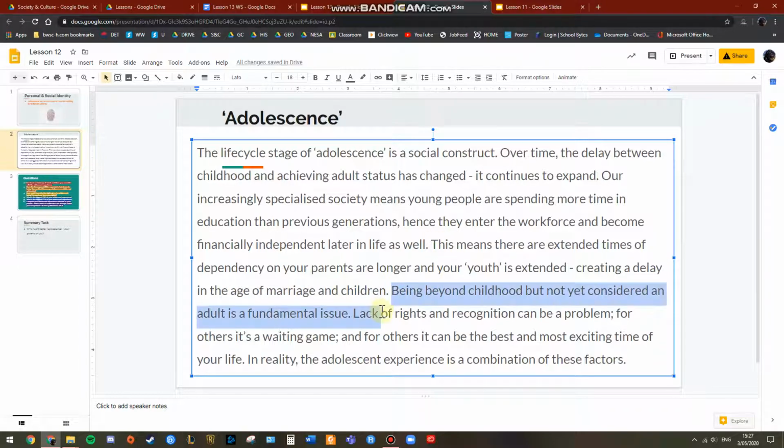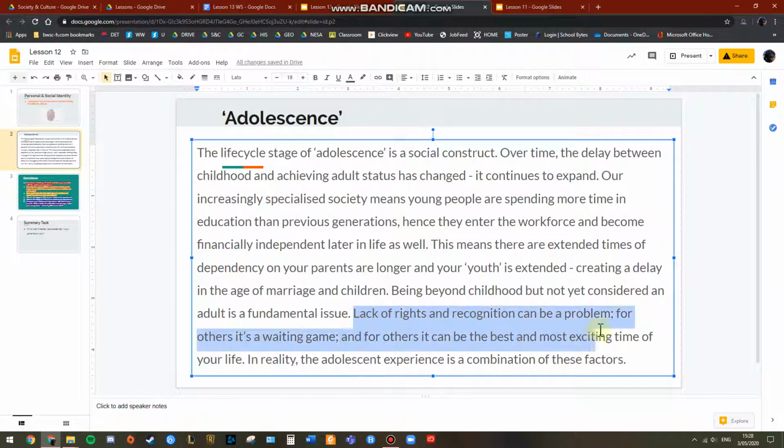Being beyond childhood but not yet considered an adult is often a fundamental issue with adolescence. I felt like that when I was younger. Like, if I was acting up, I was old enough to know better, but I wasn't old enough to know better with other things. I was considered too young and immature to be able to listen to that conversation or be part of that group or whatever it was. So it has created its own barriers in terms of that blend of where people fall under. You've also got elements of maturity and things that come into play as well. But lack of rights and recognition can be a problem for some.